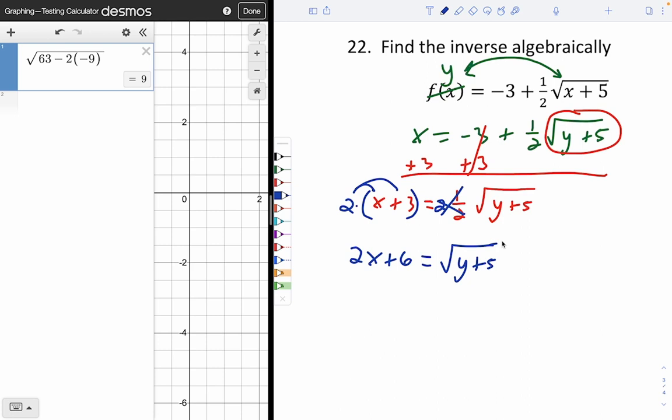Then I get rid of the square root by doing its opposite. How do I get rid of this square root? What's the opposite of a square root? Square. So I square both sides. So then I have 2x plus 6 squared equals, and then the square cancels the square root, y plus 5.